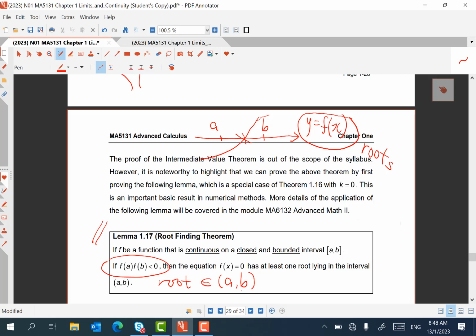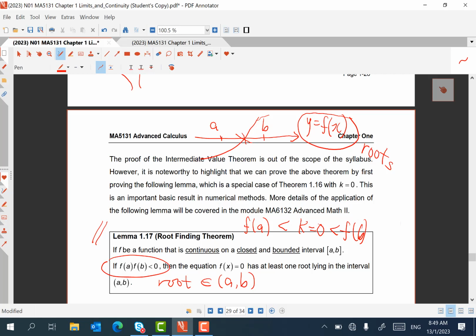And this root finding theorem is actually a result of what we had just now, the intermediate value theorem. Why is that so? Because if F of A and F of B have opposite signs, then you can always find a K that's between F of A and F of B, and you can choose your K to be 0. So if the product of F of A and F of B is negative, certainly 0 will lie between F of A and F of B.